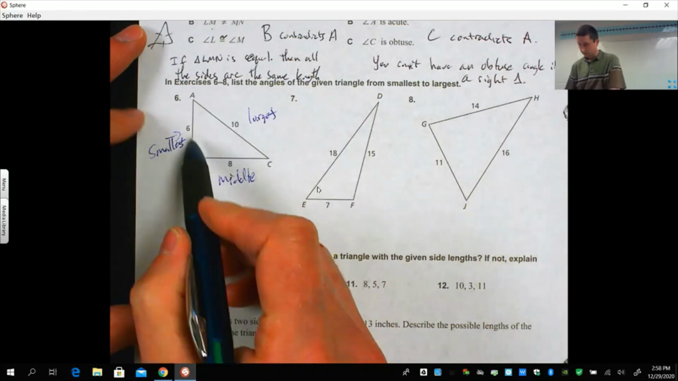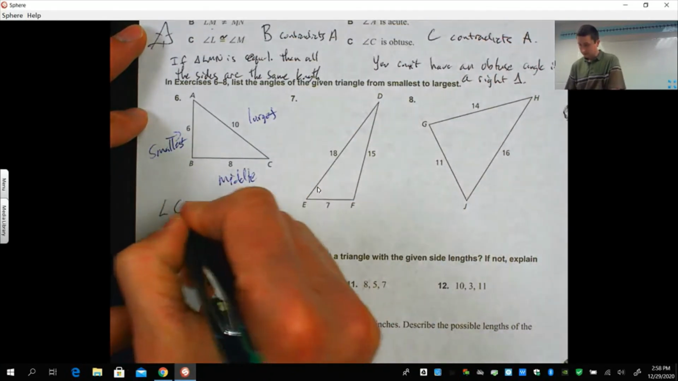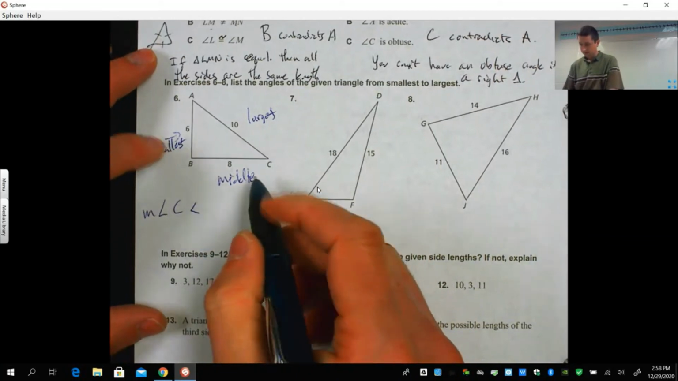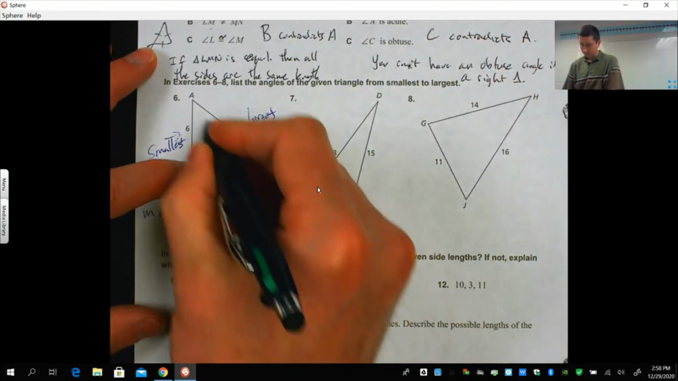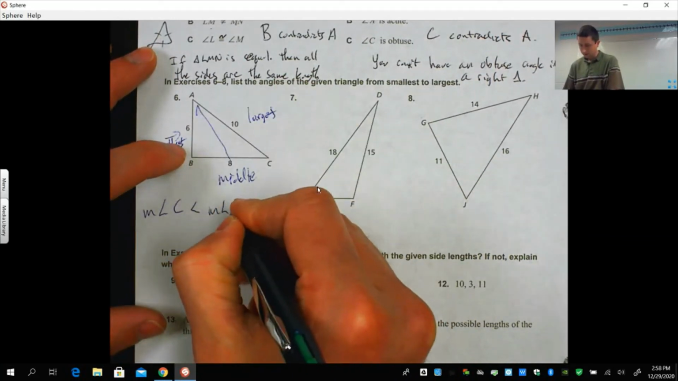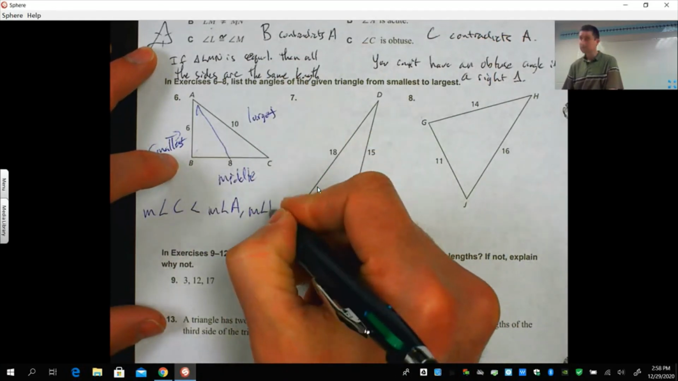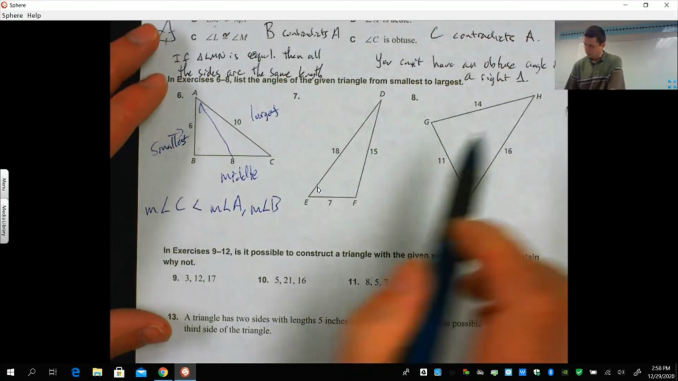Okay, so 6, that means angle C. The measure of angle C is the smallest. And that's going to be less than, here's our middle one, go up to A, the measure of angle A, which is less than the measure of angle B. Okay, so smallest to largest.